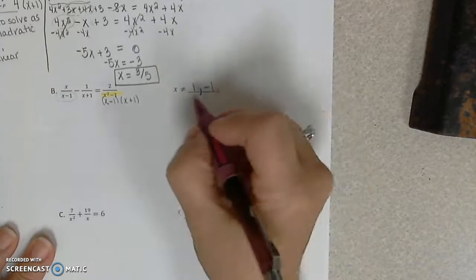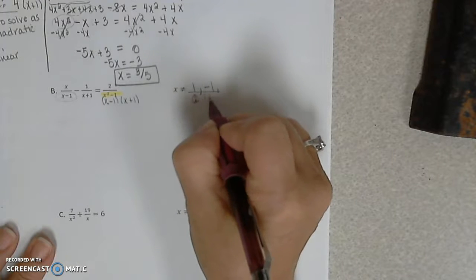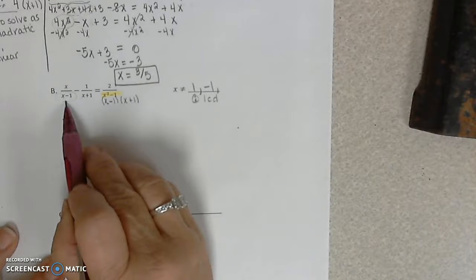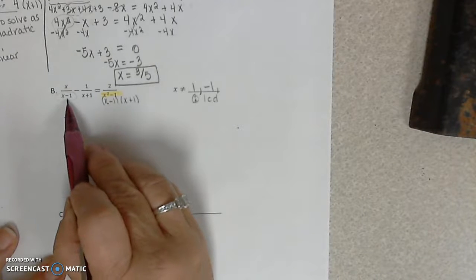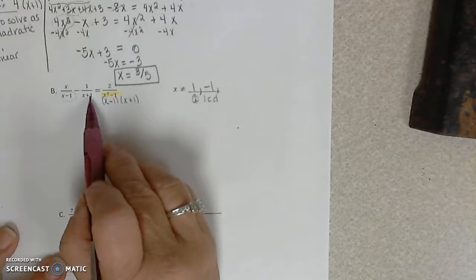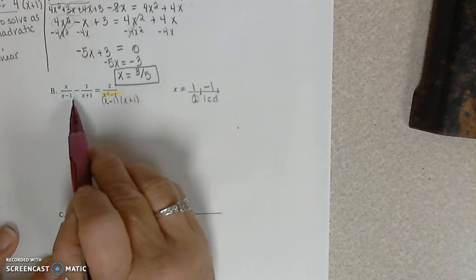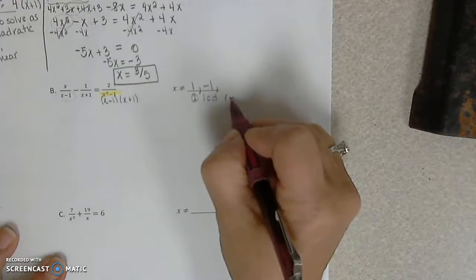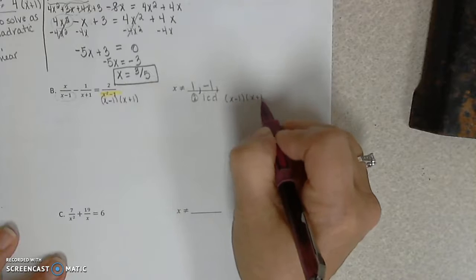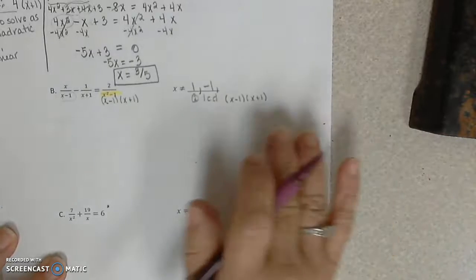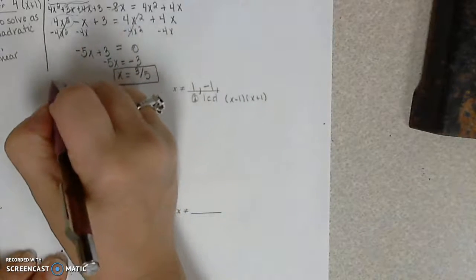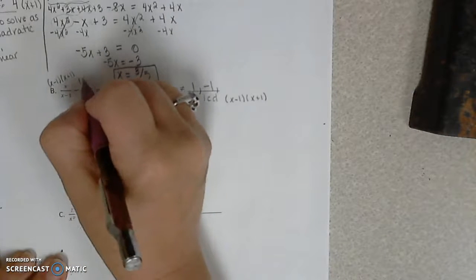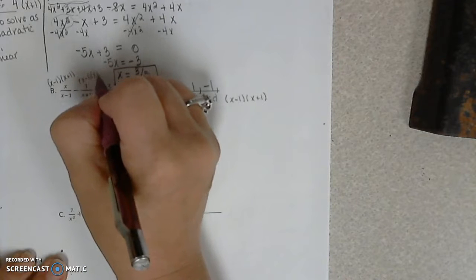Second step, number 2, LCD. I need an x minus 1 in my least common denominator to clear that. I need an x plus 1 here. And here you have both of them. So I think it's safe to say that x minus 1 times x plus 1 is going to be my least common denominator. So remember, multiply everything times your least common denominator.